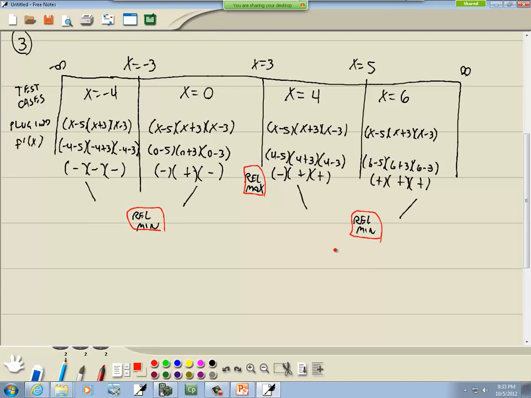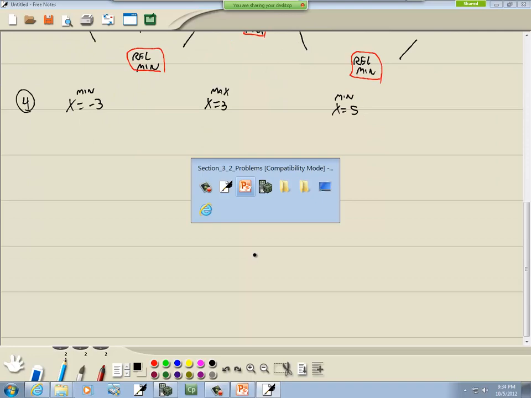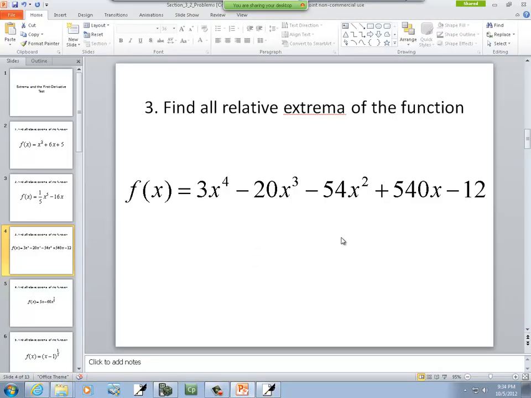Okay, step 4. Now that we found those, we're going to plug those back into our original function. So I'll plug in x equals -3, x is equal to 3, and x is equal to 5. Keep in mind this one is a min, this one is a max, and this one is a min. Now I don't want to work that hard, so I'm going to go back to my original function here, and I'm going to plug that in my calculator.